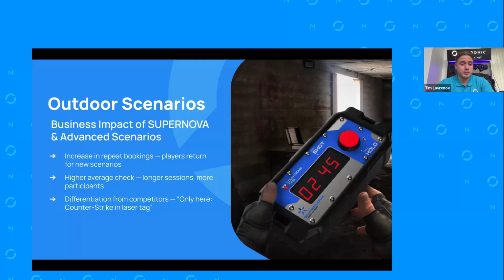Again, how will it help you? It's one more interesting scenario which can attract the target audience of gamers, because when they hear they can play Counter-Strike in real life, they become crazy, like, shut up and take my money. I know some customers who charge extra for playing with that bomb, which is a very good solution because it's a next level scenario and people tend to pay for that. So yeah, that's it about this bomb.